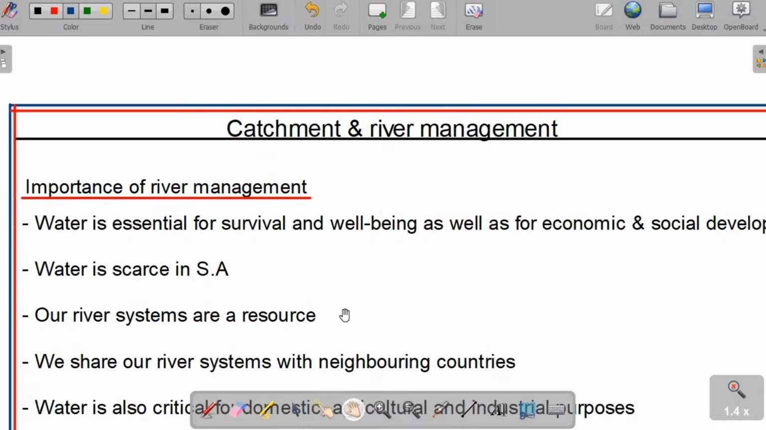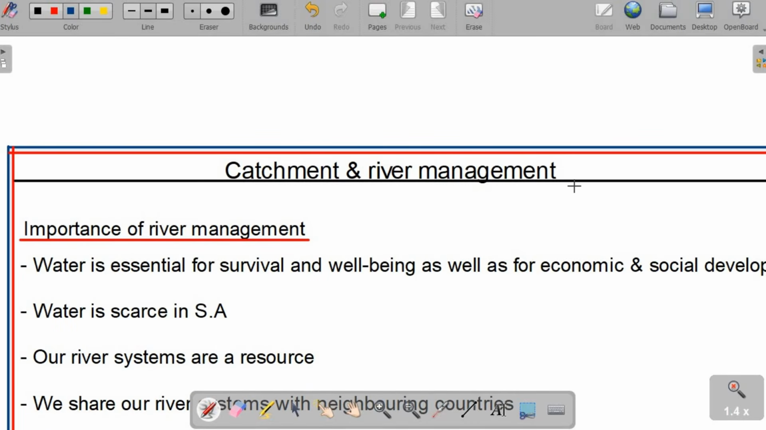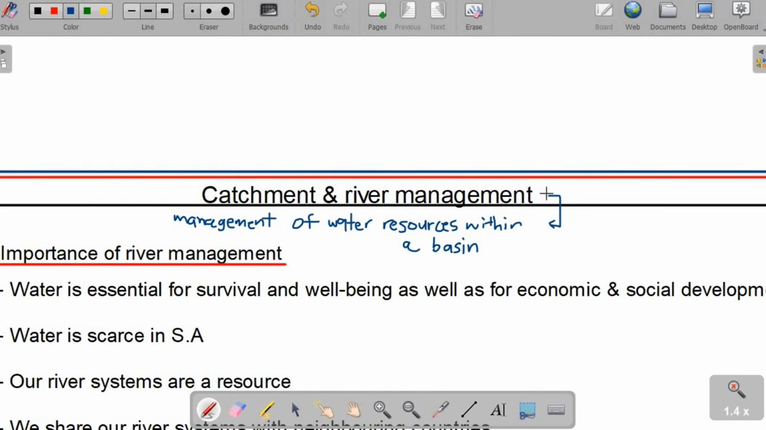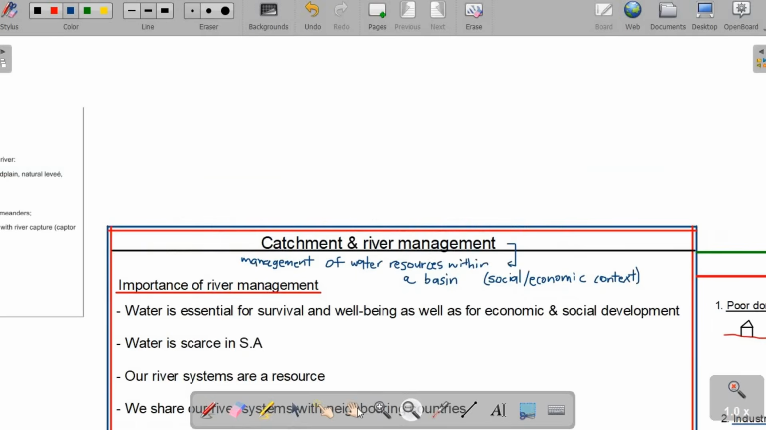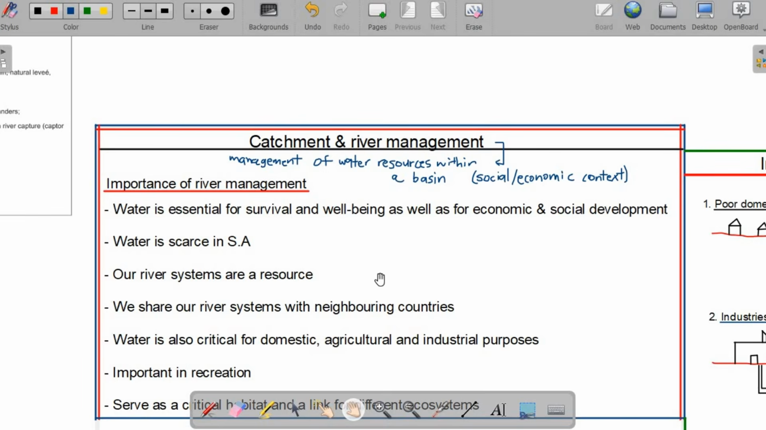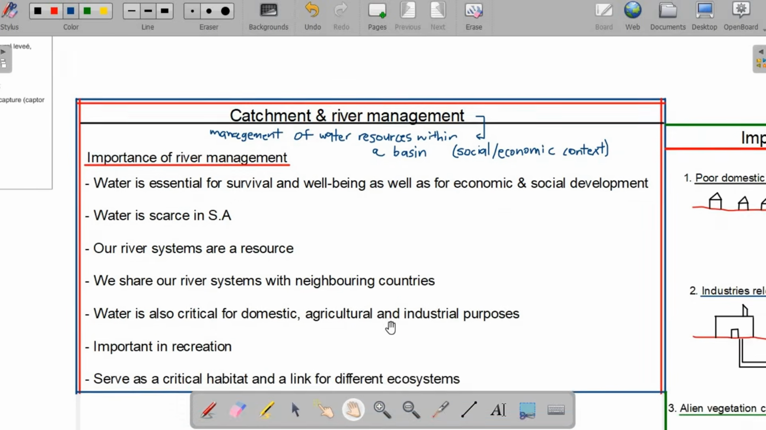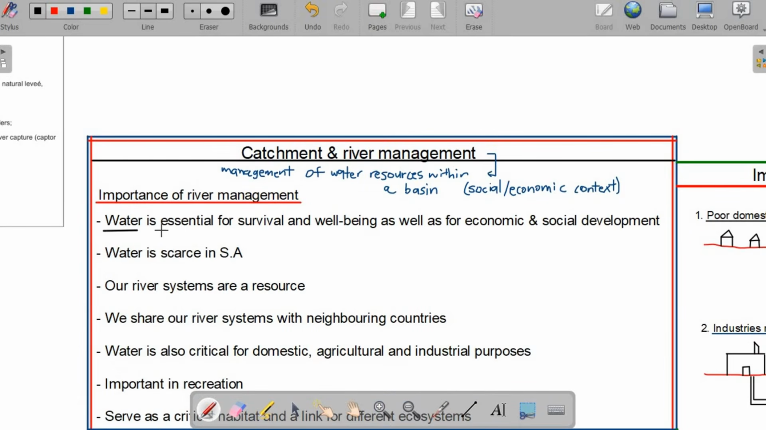Right, so when we are talking catchment and river management, guys, this is self-explanatory. This is simply the management of water resources within a basin, okay? But we are looking at this in relation to the social environment and the economical environment. So why is it important? Why do we have to manage rivers? Why is it important that we regulate and manage the way things are done in our drainage basins, in these river systems?